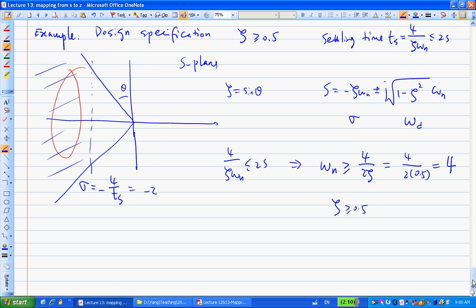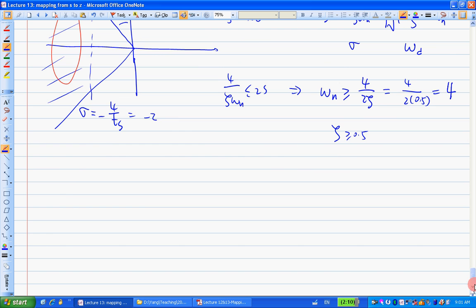What does natural frequency do? What's the effect of having a higher or lower natural frequency omega n here? Oscillation. That's right. What else does it do? Faster response. Exactly. So omega n needs to be greater than 4.